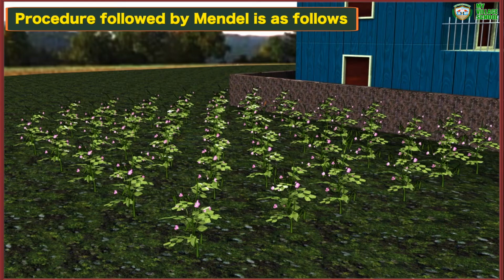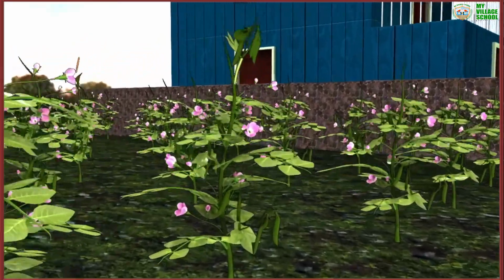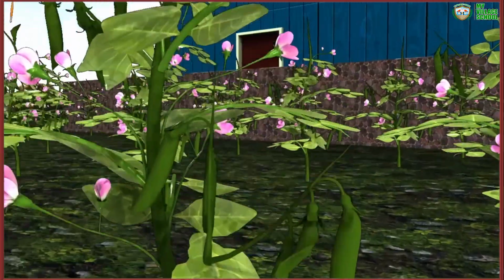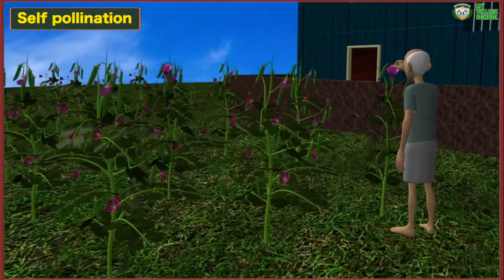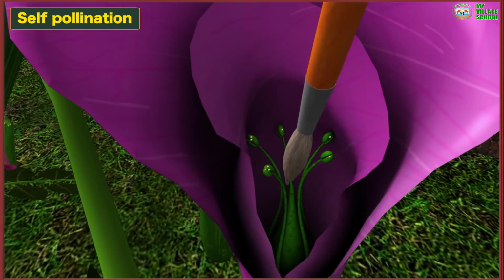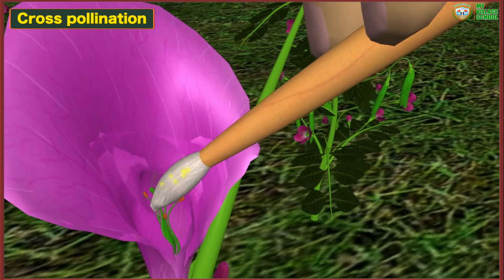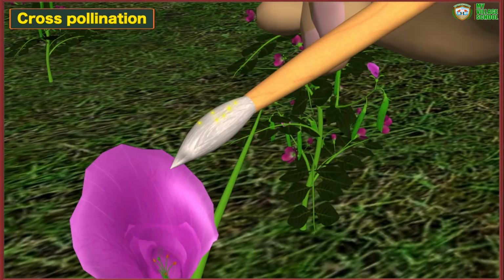Monohybrid cross. The procedure followed by Mendel is as follows. Mendel selected a variety of plant and from their seeds he grew more plants. Initially, he performed self-pollination to obtain a pure breed of the plant. Then, on this pure breed, he performed cross-pollination.